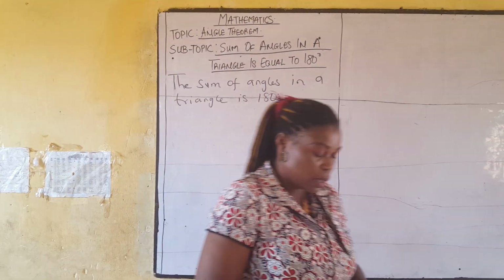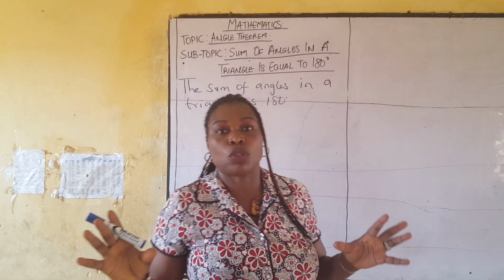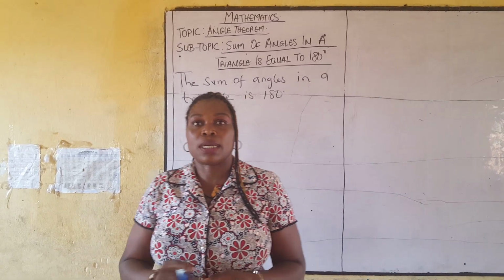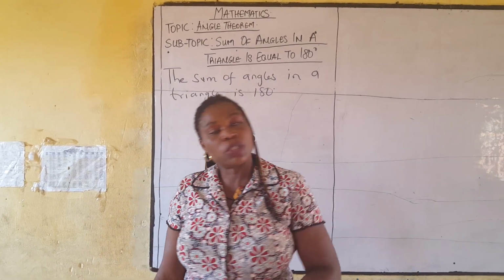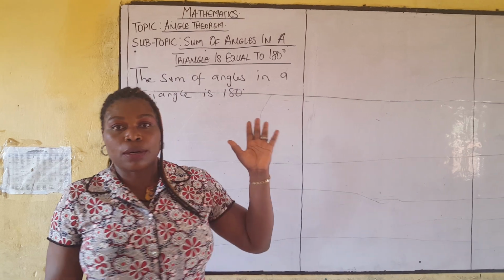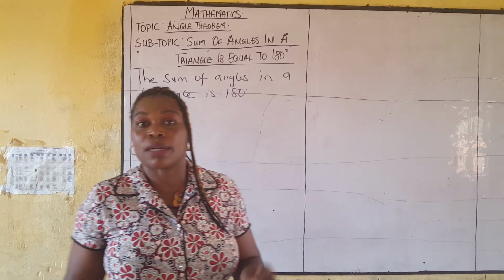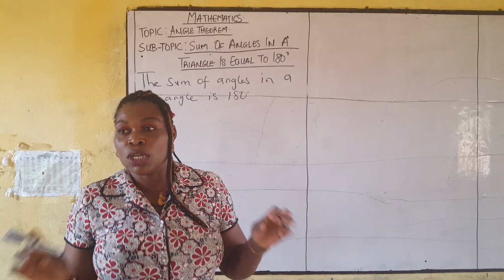Okay, so the next thing is to put on your diagram. There are two diagrams you can use to prove the sum of angles in a triangle. I'll be using one today. Maybe tomorrow I will also show you how you can use the second diagram to prove the sum of angles in a triangle is 180.